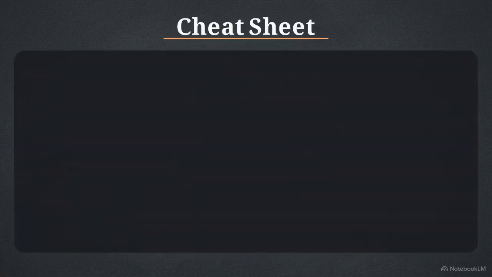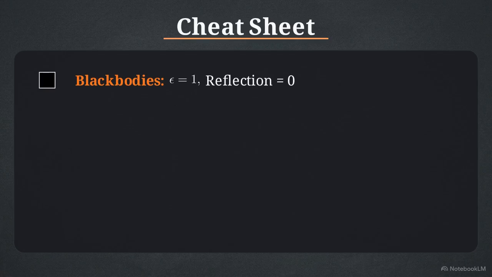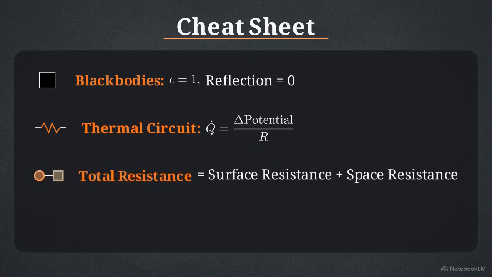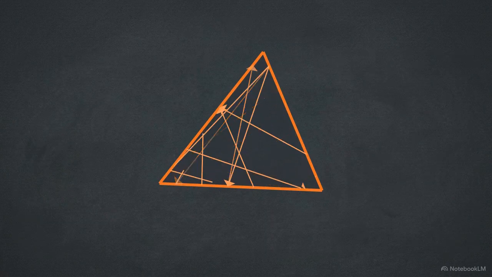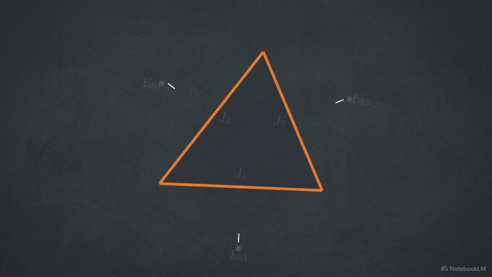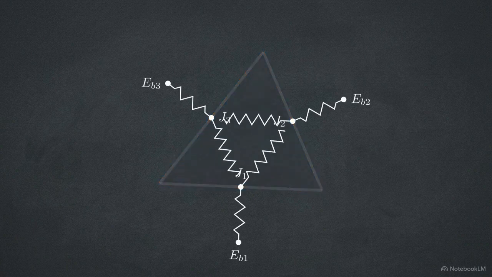Let's consolidate. Here is your cheat sheet. Black bodies perfectly absorb and emit, with zero reflection. We map thermal problems to electrical circuits using Ohm's law. Total resistance combines surface and space resistance. Finally, a negative heat transfer value means energy is gained. By mapping messy, real-world thermodynamic reflections into a structured network, we can determine the heat flow between any number of surfaces using a systematic circuit analysis.